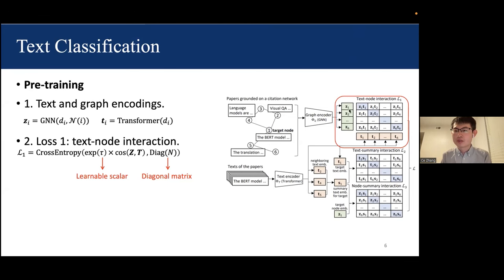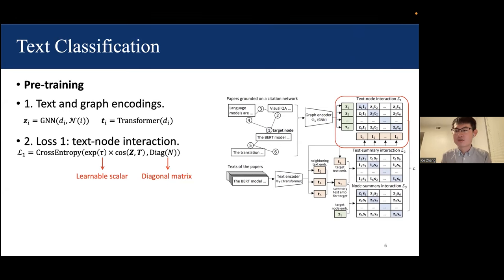So we can see the green embeddings here are the graph neural network embeddings, and the yellow embeddings here are text embeddings. We use contrastive loss to maximize their similarities. The diagonal elements on this matrix are the similarities between the same document.